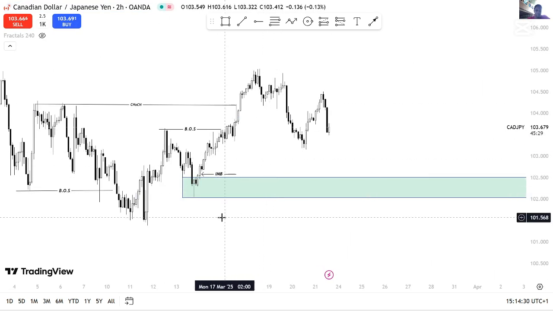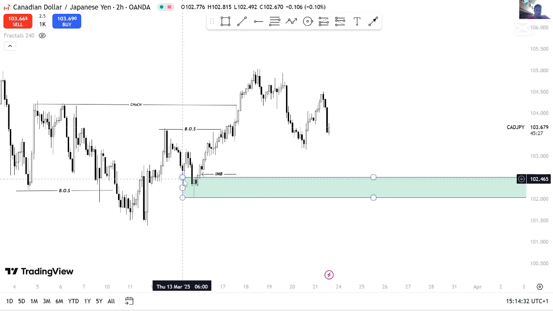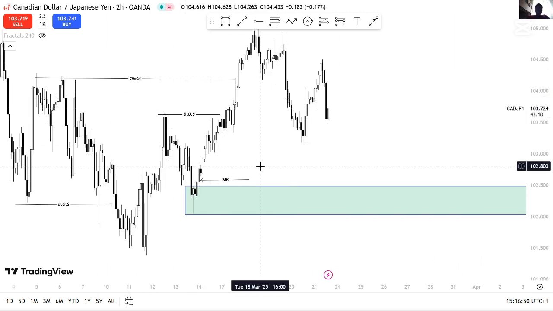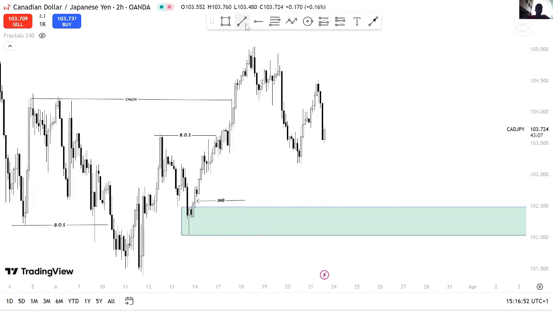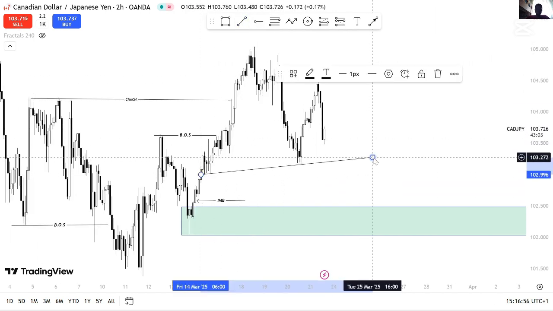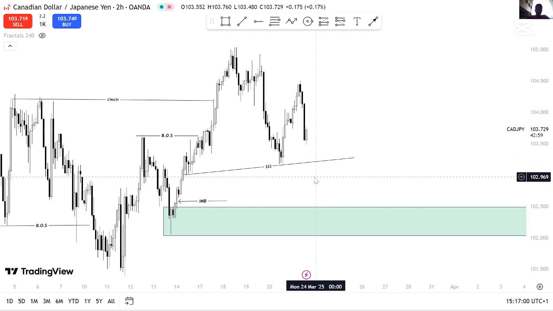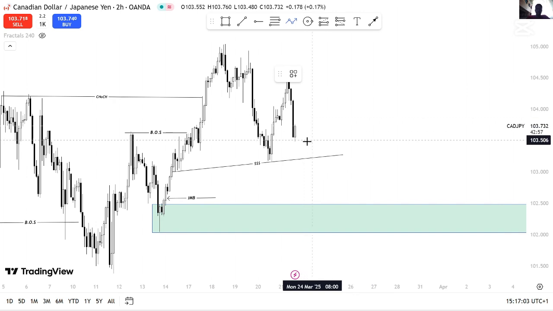So this lower time frame, this is what I used to refine. I mainly refine on the lower time frame. Lower time frame, the 2 hour time frame. And now this is where I spot liquidity. You can see a trend line liquidity here. A trend line liquidity. So the plan now would be to wait for price to sweep this liquidity.